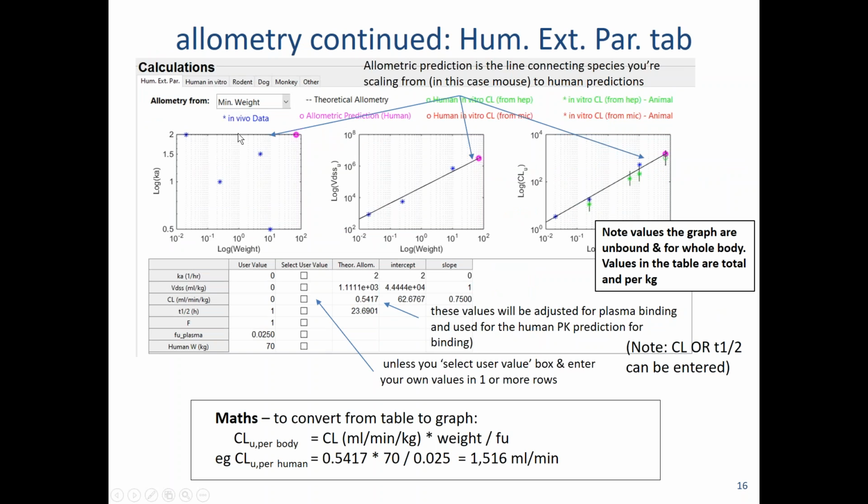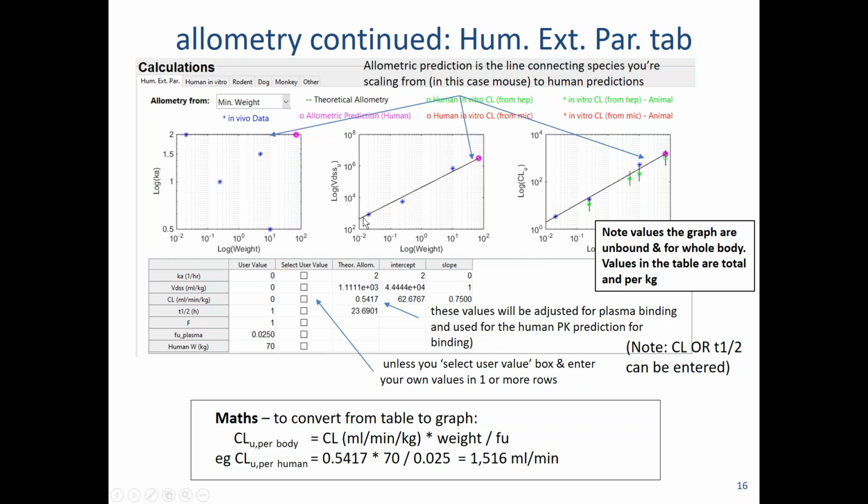So just to show you that, these three graphs at the top, one for Ka, one for volume, one for clearance. Volume and clearance here are unbound, and they are per body, okay, because it's allometric scaling that this graphical output is producing. So you can see the weight of the species along the bottom, from mouse all the way to human, and the blue stars here are the in vivo experimental values that you've got adjusted for binding. Okay, so these are the unbound clearance values for the body. These are the unbound volume, and this is the Ka. And so the allometric prediction is the line.